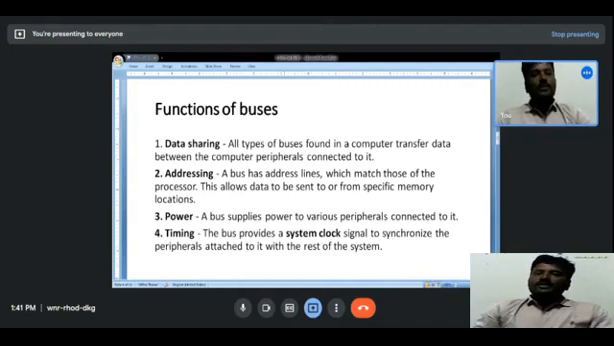Next one is addressing. The direct example is the address bus. Addressing: a bus has address lines. As we know, microprocessors have address lines, which we can specify as AD0, AD1, and so on, in terms of powers of 2. Likewise, the bus has address lines which match those of the processor. This allows data to be sent to and from specific memory locations or address locations.